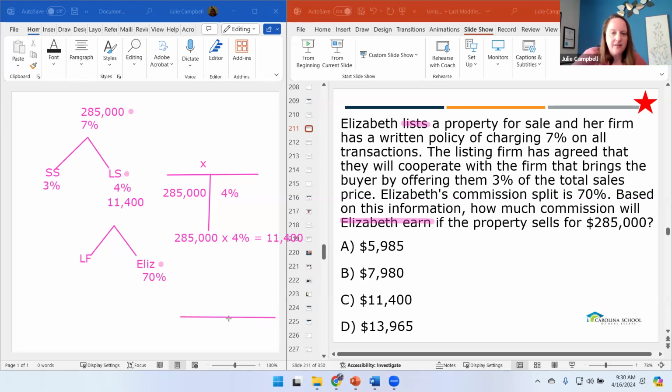So T-bar fans, I now know the side commission. I know Elizabeth's getting 70% of that, part over the whole. So to solve for Elizabeth's commission, I'm going to take 11,400 times 70%, and that gives us 7,980, or B.